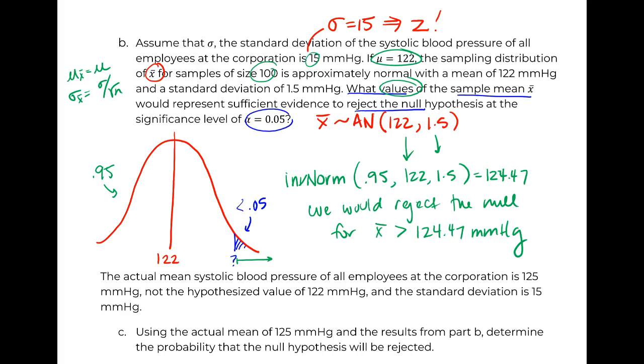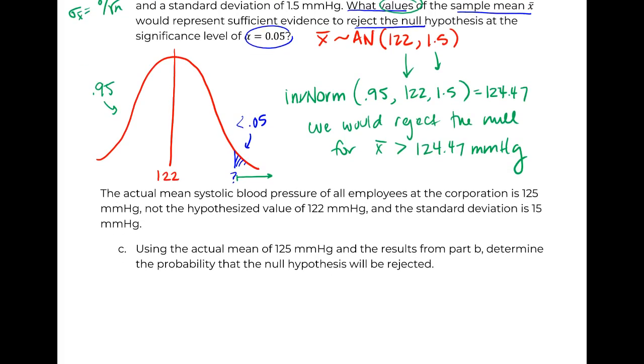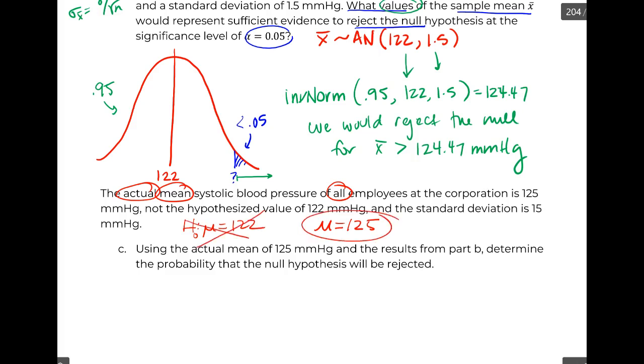Here's where this one gets tricky and where this becomes a true investigative task. Though we have never done the inverse norm for our p hat or x bar, it does make sense though. The actual mean systolic blood pressure for all employees is 125. So they're now giving us the real deal mu. They gave us a bunch of keywords saying this is the real mu. That hypothesized value of 122 is incorrect. It should have been 125. And turns out the standard deviation was 15, so that was fine.